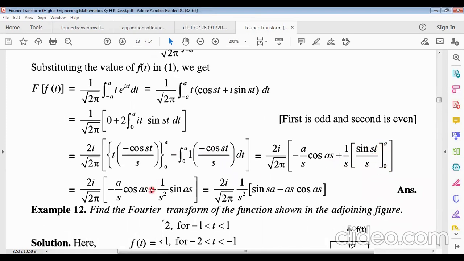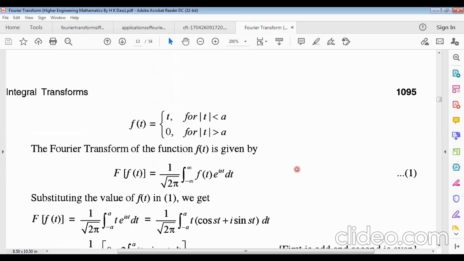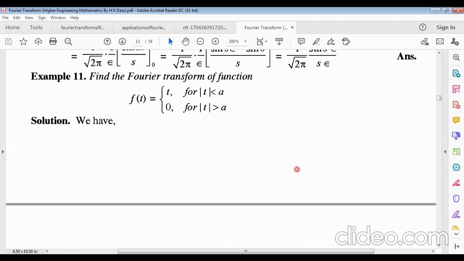Putting the upper limit t equals a, we get this, and t equals 0 will be sin 0, which equals 0. So we get only these two terms. Now 1 by s square common, sin sa minus as cos as. This is the actual result, the Fourier transform of the given function.